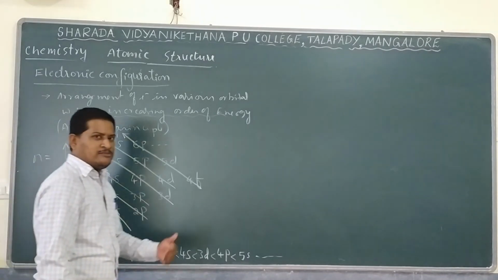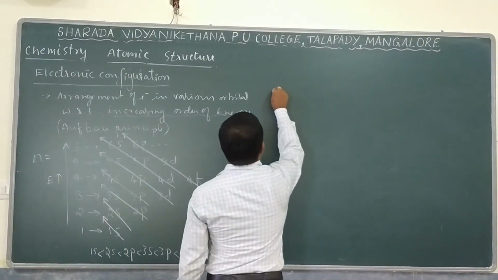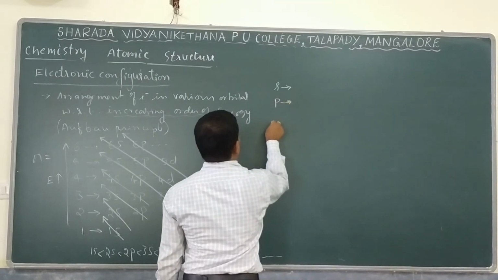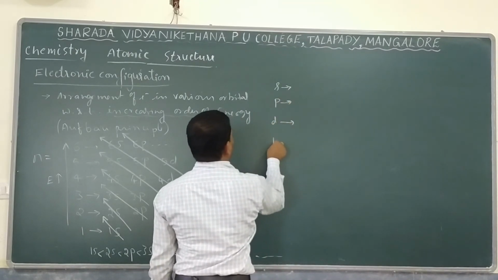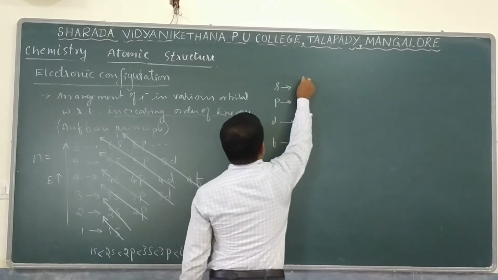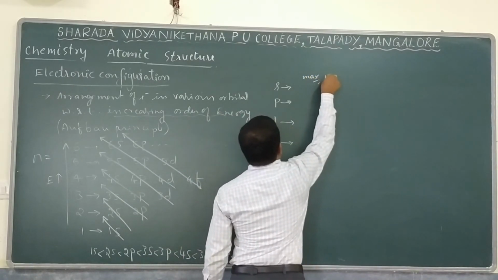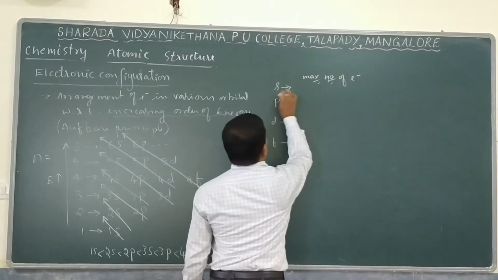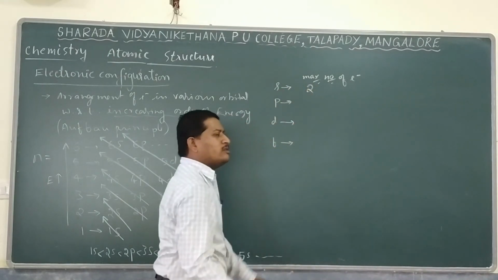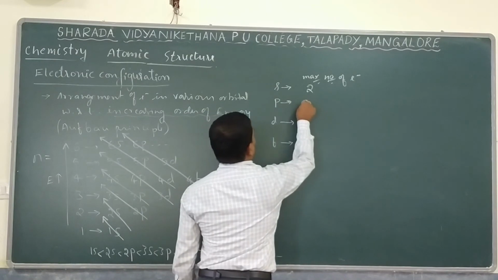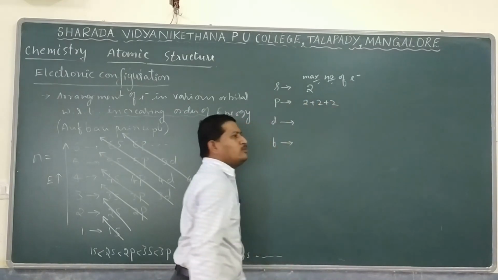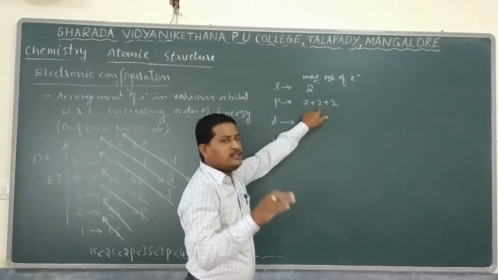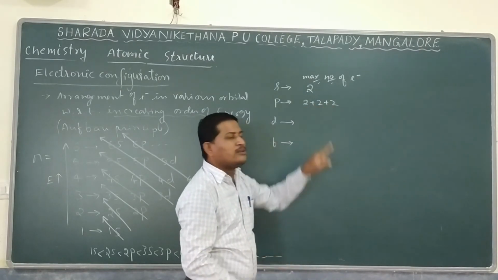And the next point you should remember: in an s orbital, how many electrons are occupied? In a p orbital, how many electrons? The maximum number of electrons occupied in a p orbital, and also in an f orbital. You have to remember the maximum number of electrons that occupy each particular orbital. For an s orbital, maximum 2, not more than that. For a p orbital, 2 plus 2 plus 2. Why is 2 written 3 times? 2 electrons in px, remaining 2 electrons in py, remaining 2 electrons in pz.